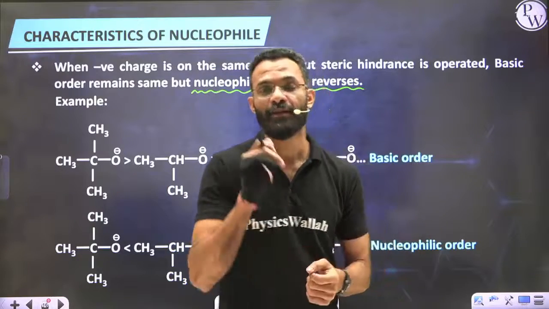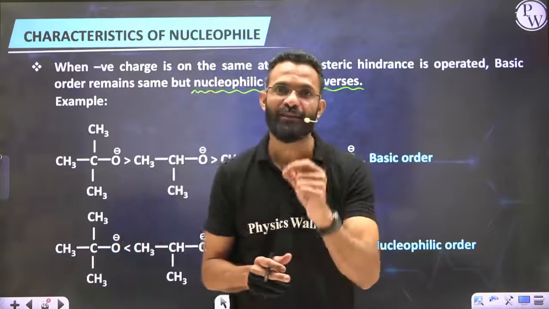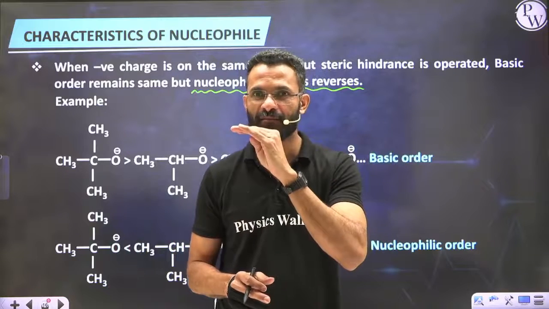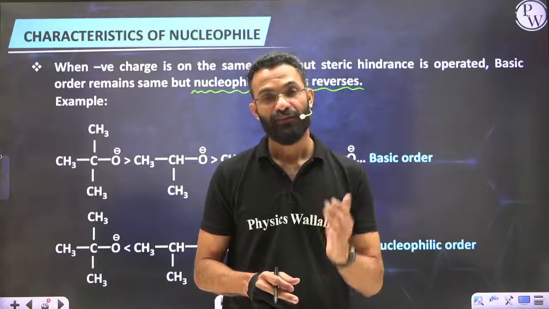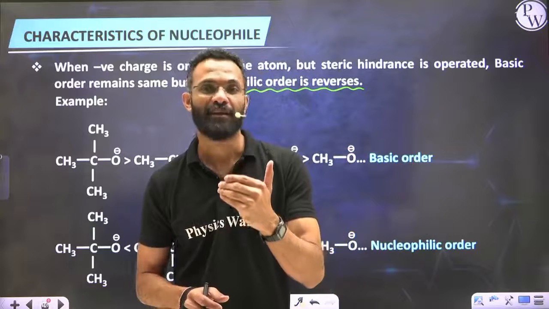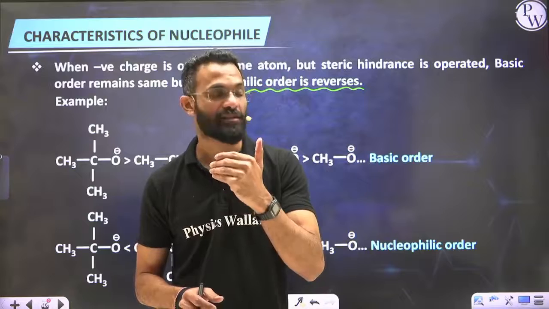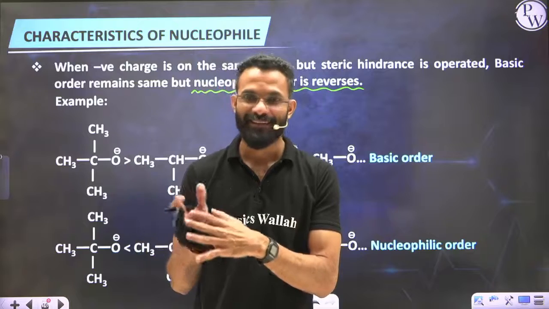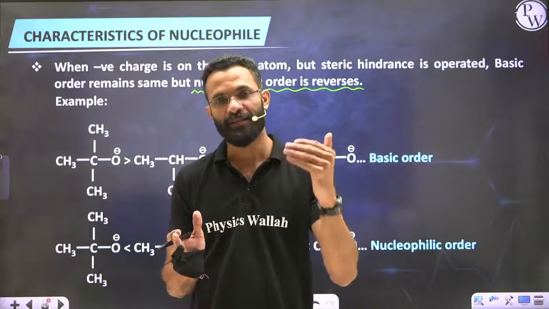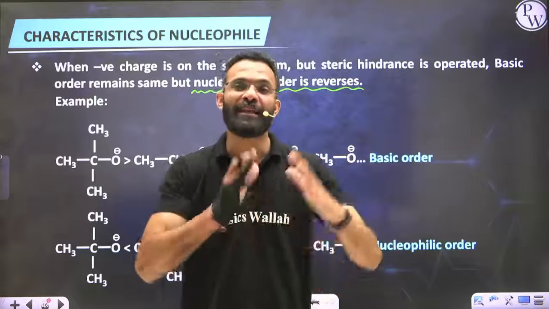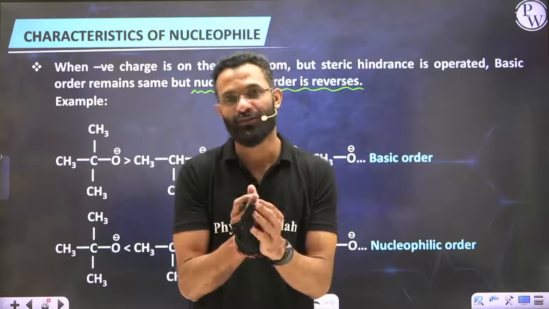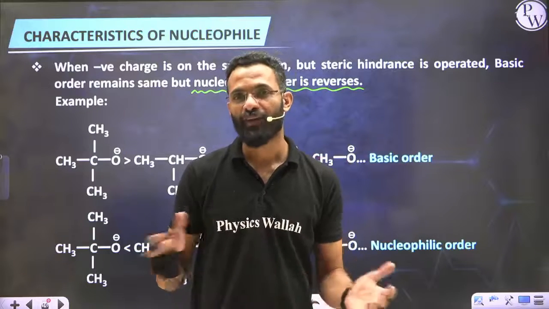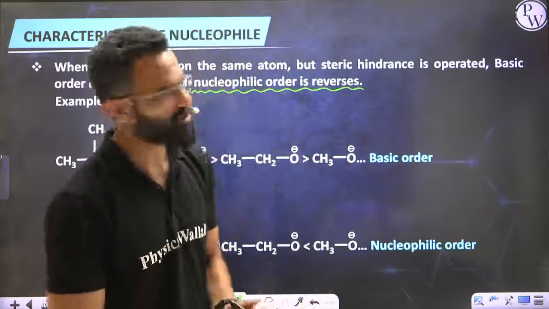And then if the negative charge is on the same atom, then the nucleophilic order is the same as that of the basic order. Another simple trick to remember, if you see negative charge on the same atom but they are of different functional groups. Point 6, I'm sorry. If the negative charge is on the same atom and if the steric hindrance is operated, then the basic order remains as it is, but the nucleophilic order reverses. Meaning the larger size nucleophile will be the weakest nucleophile and the smaller size will be the best nucleophile. That happens in the case of nucleophiles where they are all from the same functional group, like alcohol.